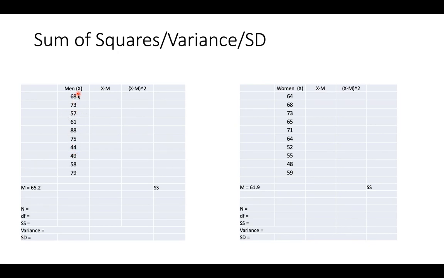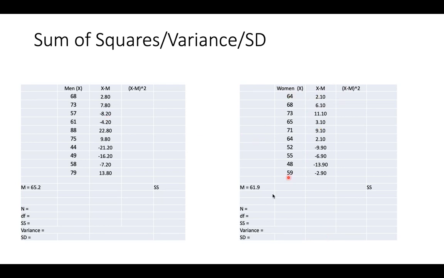The next step is to take each individual score, we call these X's, each individual X, and subtract the mean of that sample to find a difference score for both our males and our females. So we do that, and it looks like this. 68 minus 65.2 is 2.80. Always remember that we want to round to 2 decimal points. 57 minus 65.2 is negative 8.20. And so on and so forth.